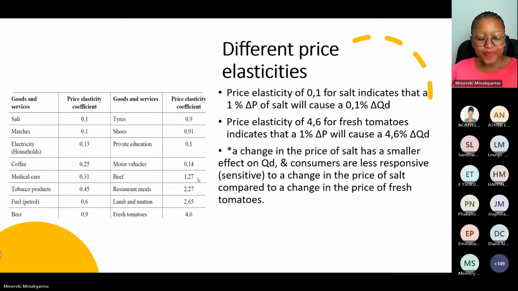Thank you. So looking at this, a change in price of salt has a smaller effect on quantity demanded, because quantity demanded will only change by 0.1% for salt. When we look at shoes, quantity demanded will change by 0.9%. So a change in price of salt has a smaller effect on quantity demanded, and consumers are less responsive. They are less sensitive to the change in price of salt.